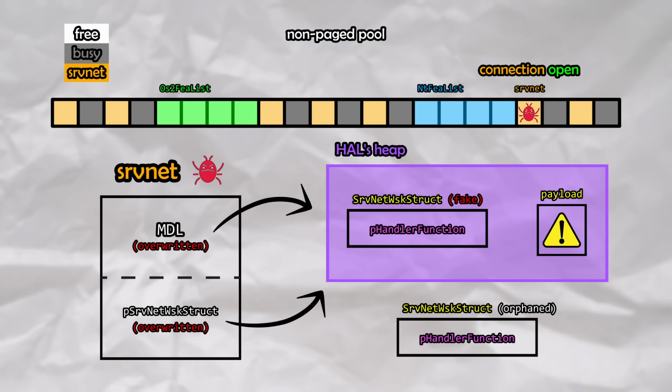The key to this attack is that the handler function, a part of the fake struct, was made to point to the payload. At this point, all of our work is now done. The dominoes have been laid out perfectly. As soon as we terminate our ServNet connection, the target device will attempt to locate and execute the handler function, which is contained within the ServNet WSK struct.